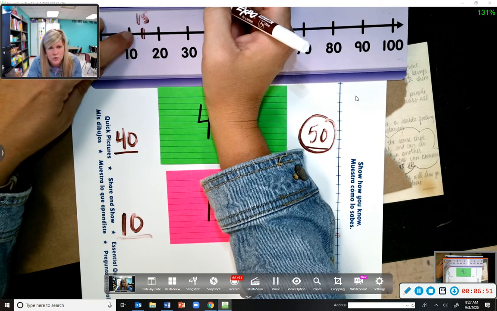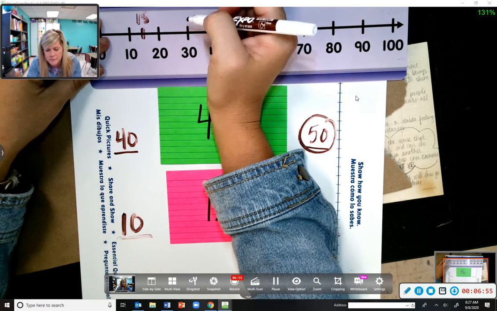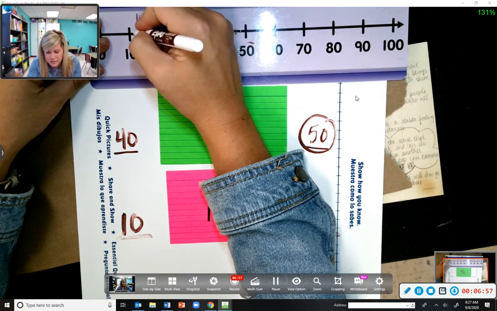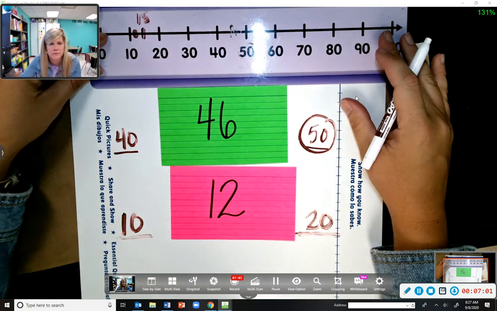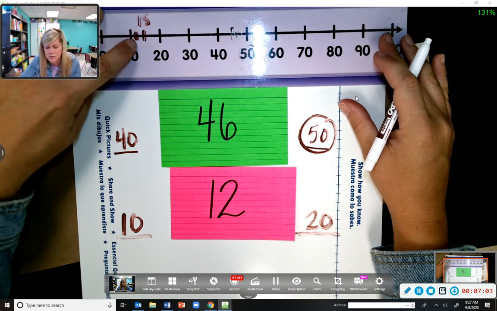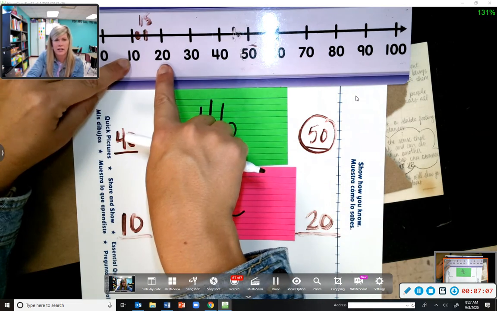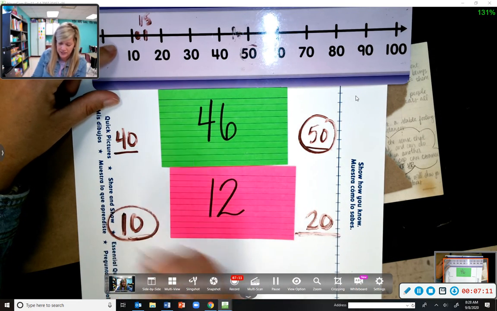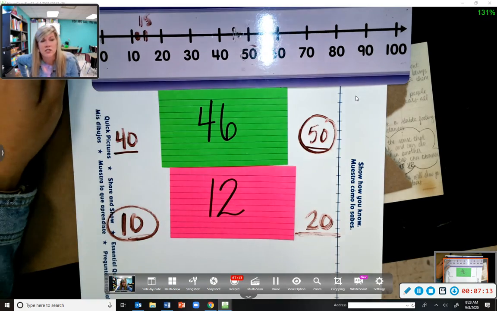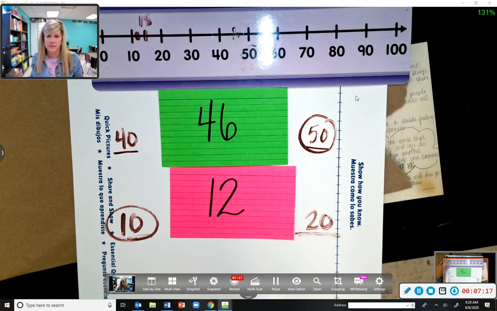Okay, now would 12 be on the left of the middle or to the right? If you're thinking to the left, then you are correct. We're going to put it somewhere right in there. So now I can tell it's closer to 10 than it is to 20. So we would say 12 rounds to 10, rounding to the nearest 10. That's why we only have tens on our number line.